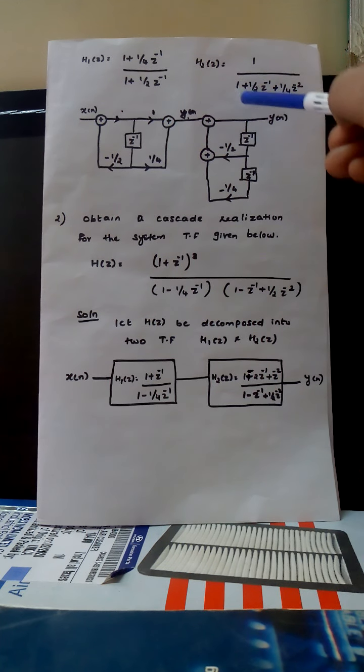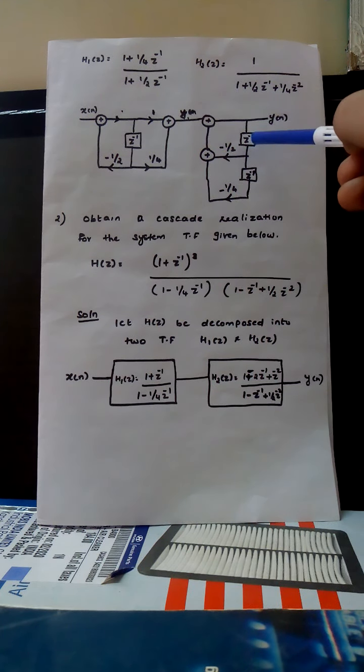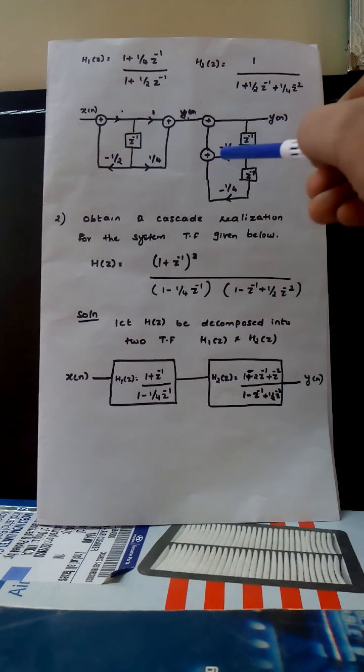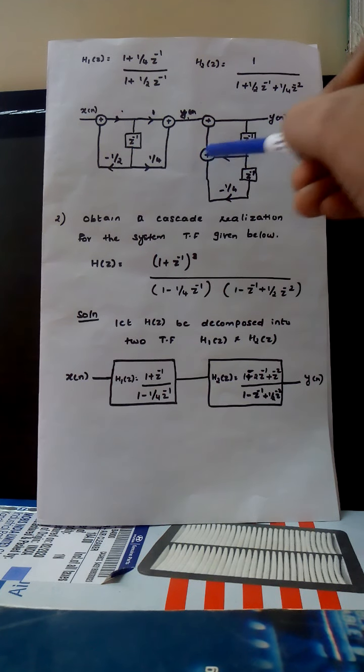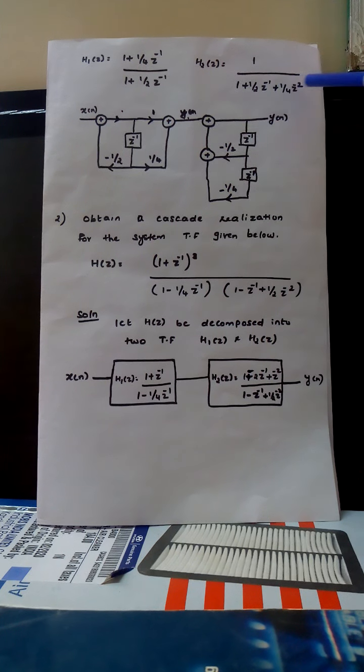So similarly here, this is z to the power of minus 1. It is multiplied with plus 1 by 2, so you have to take it as minus 1 by 2. If you are adding here, we'll get this equation, correct?